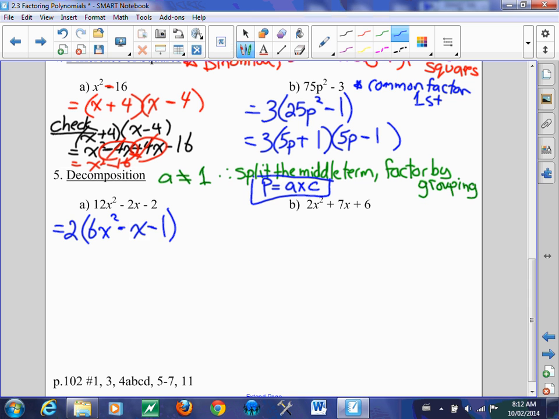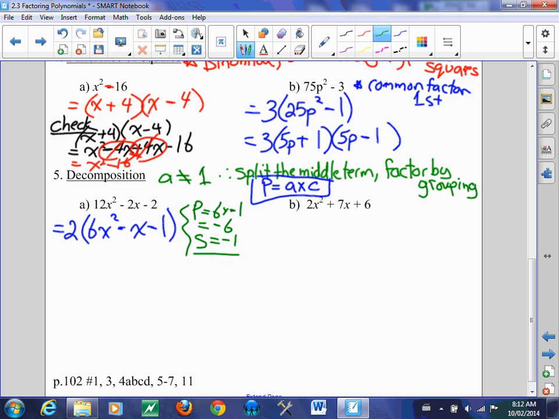And then notice that this is decomposition because a does not equal 1. A equals 6. So in this case, we're going to do our product. So product equals 6 times negative 1. I'm going to put that step in to remind you guys. So that equals negative 6. And our sum is still the same, negative 1.